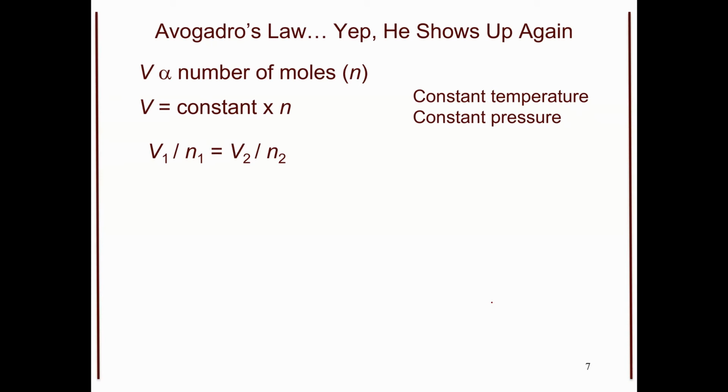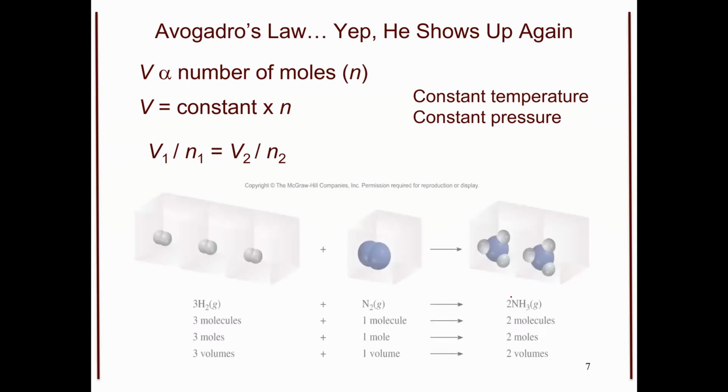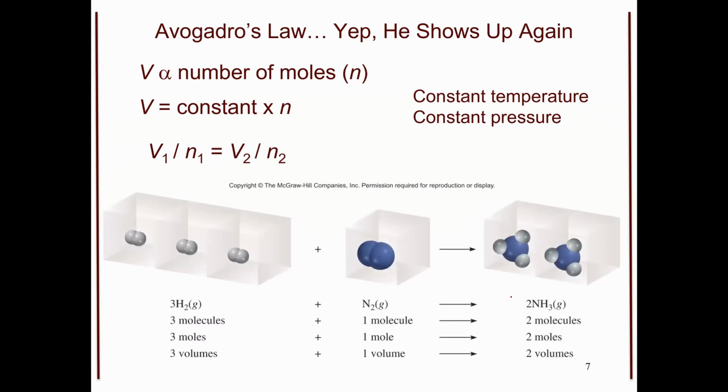So that says that V1 over N1 equals V2 over N2. So why does this matter for us? This is saying that if we have gases with a certain number of moles, we are expecting a certain volume. So let's look at the reaction that you see below.